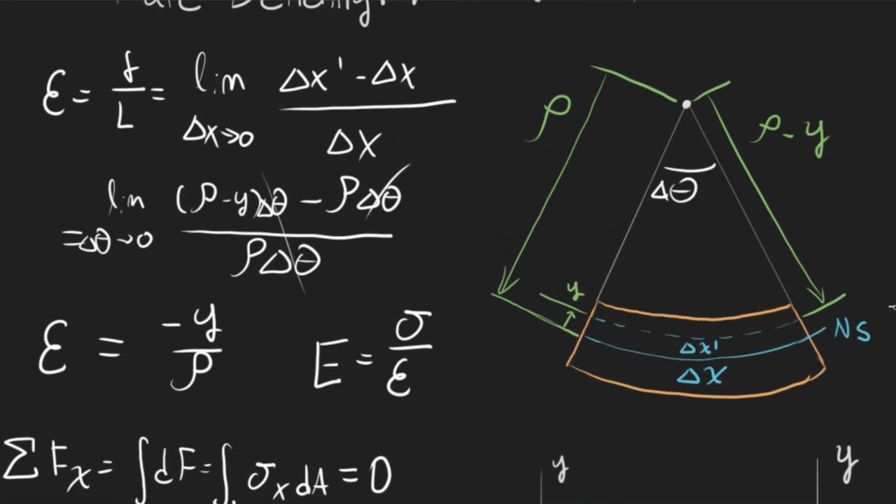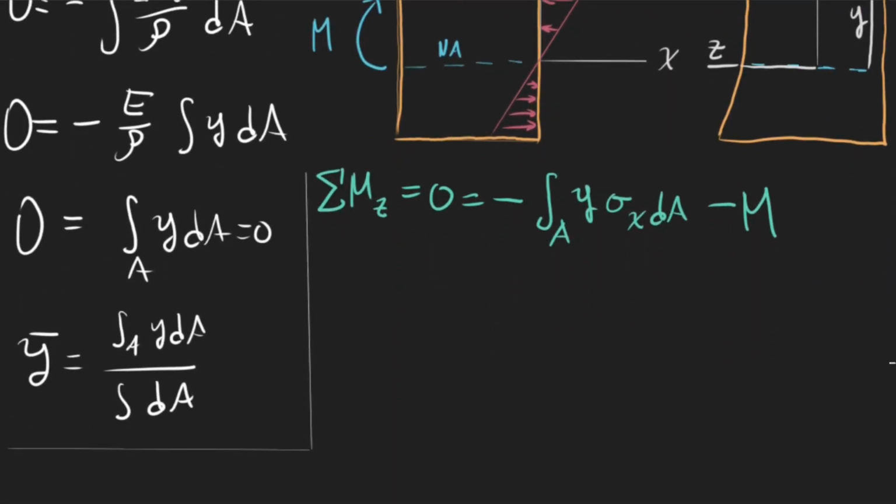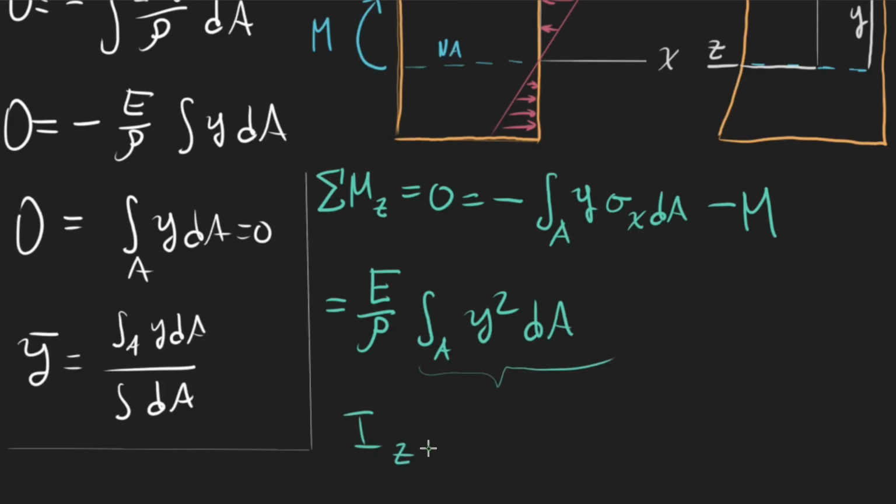So now we can go ahead and plug in. If you remember from earlier, our epsilon times our E will equal our sigma, so we go down here, and we can pull this all out. We'll have it equal to E over rho, and then the integral over our area of y squared dA. I pulled these out because they're constants. Now we're going to define this whole integral as a quantity called I. It's off the z-axis, so we call it I_z equals the integral over area of y squared dA. This is called the area moment of inertia.